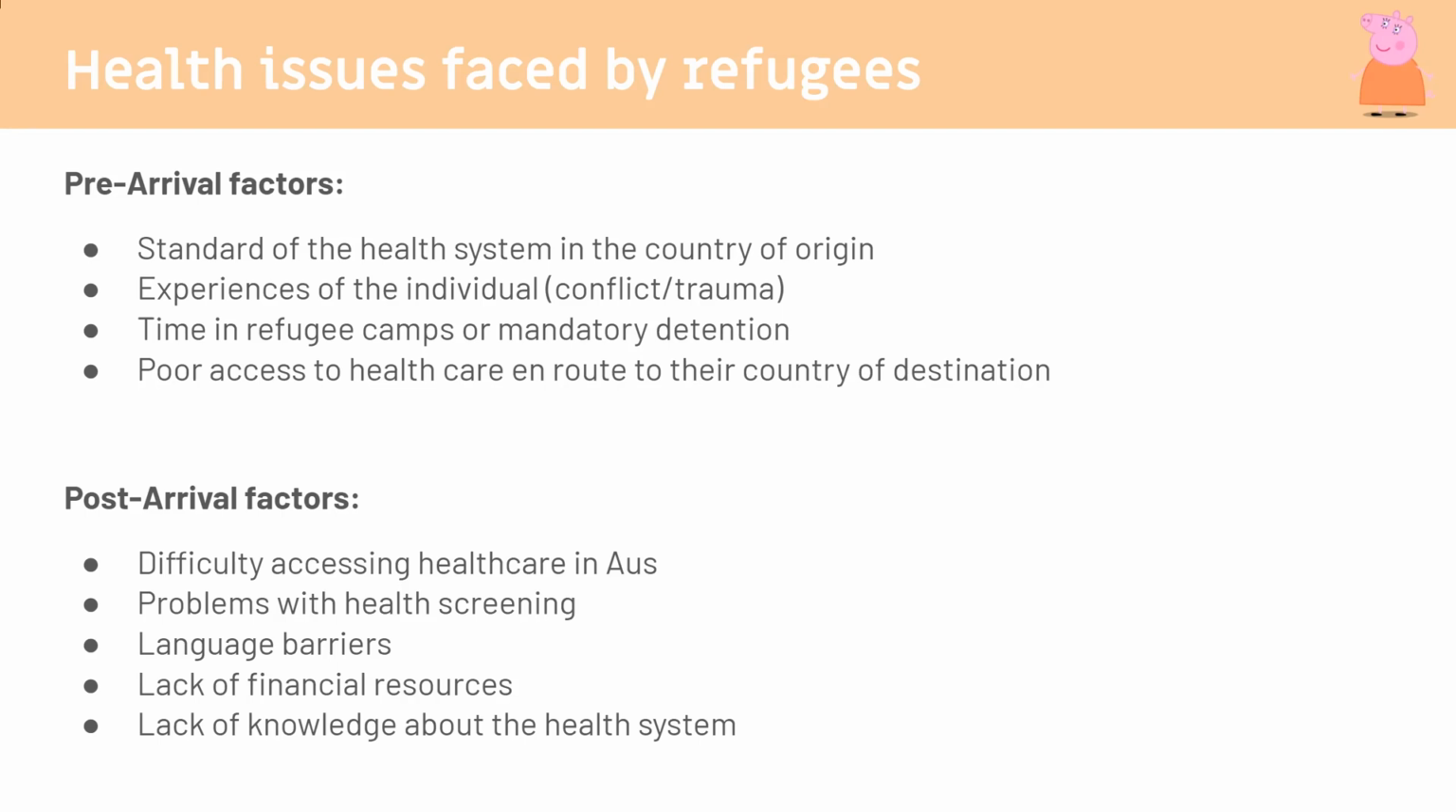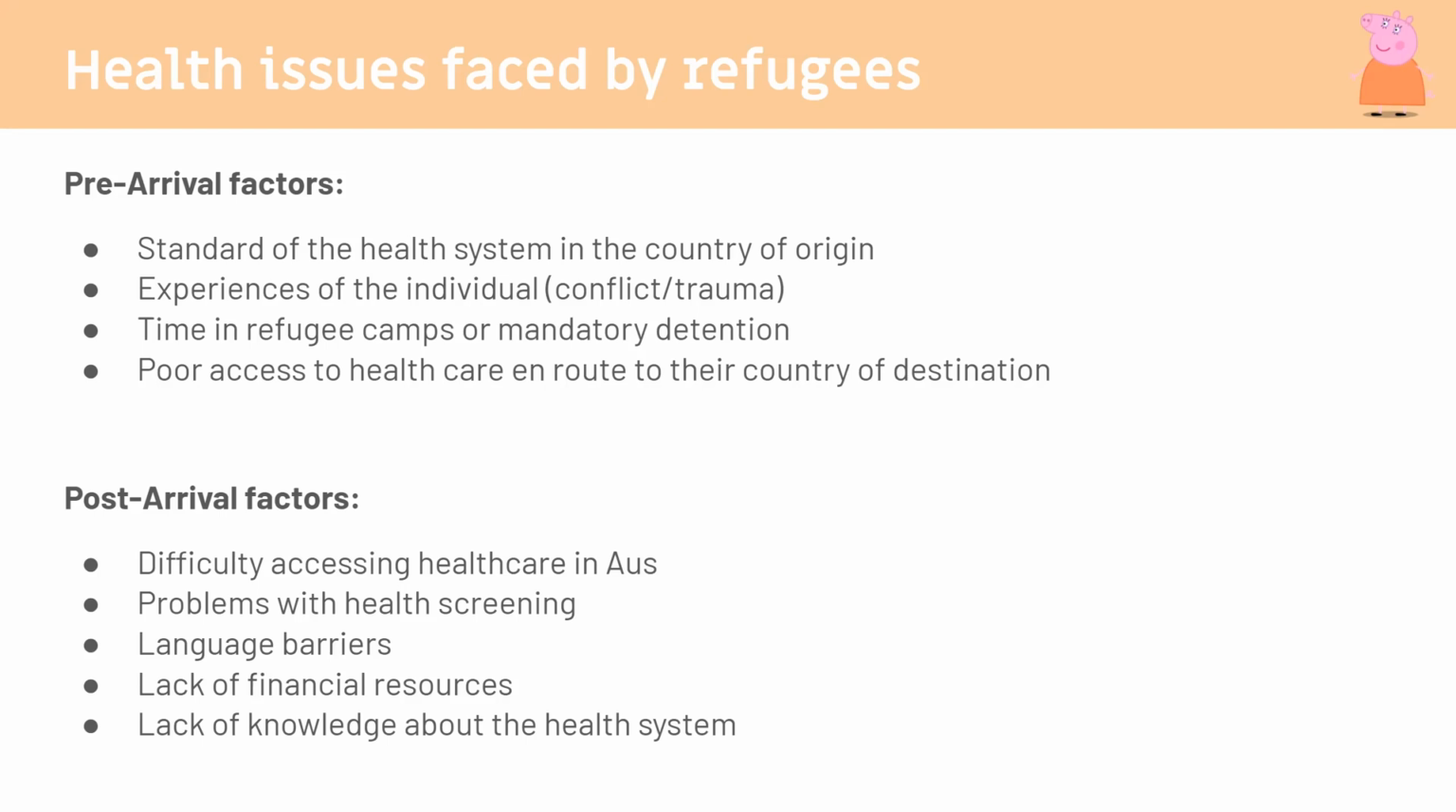So pre-arrival factors. First of all, there might be different standards of healthcare system in the country of origin. And there's a high chance that it's not as good as Australia because they're either going through conflict or natural disaster, so catastrophic events. So they probably won't have a good healthcare system in the first place. Also experiences of the individual, so they might have things like PTSD or trauma or conflict, physical damage done to them as well. Also time in refugee camps or mandatory detention.